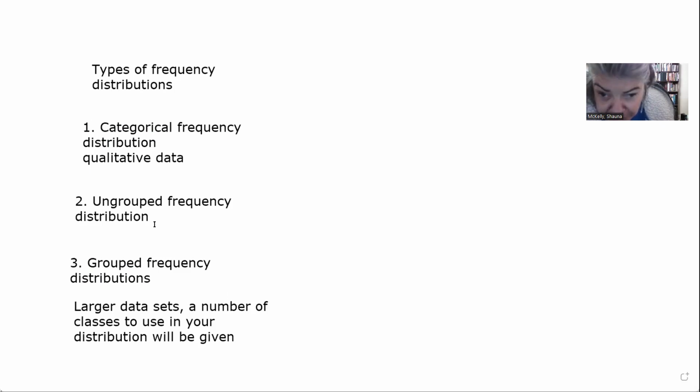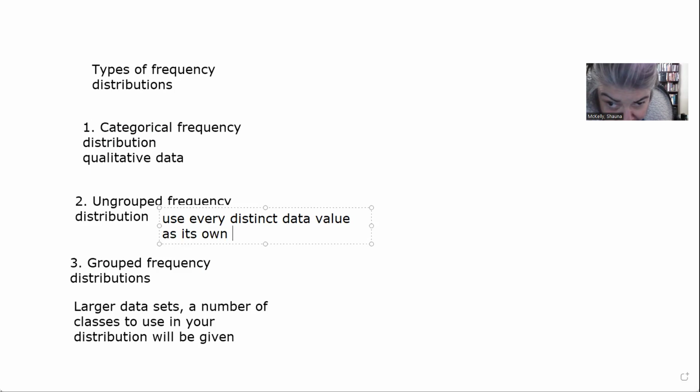An ungrouped frequency distribution means that here you're going to use every distinct data value as its own class. And I'll explain that in a minute. But here you're going to use a number of classes. So those are the differences.